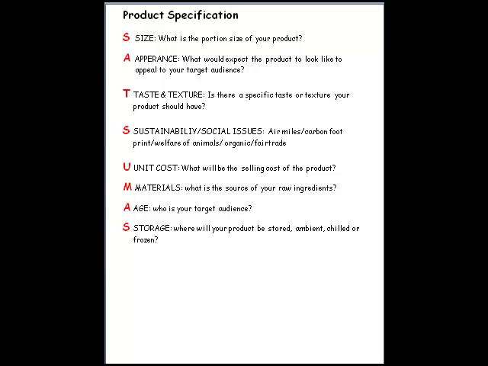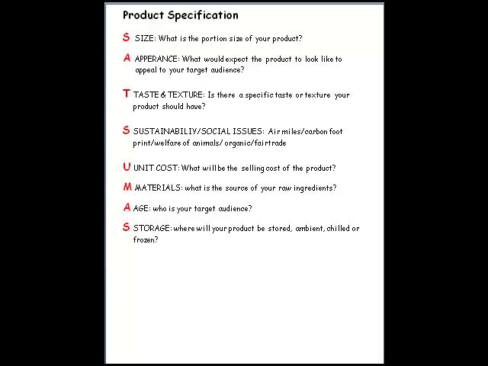To help you write your product specification, you can use the acronym SATSUMAS. This is only a guide and you do not have to use every single point. Each specification point will need to be justified from either your research that you did initially or from something you found out during the course of carrying out your coursework.